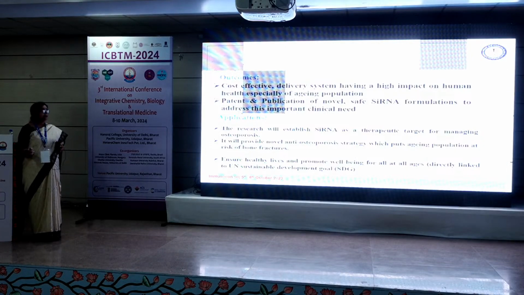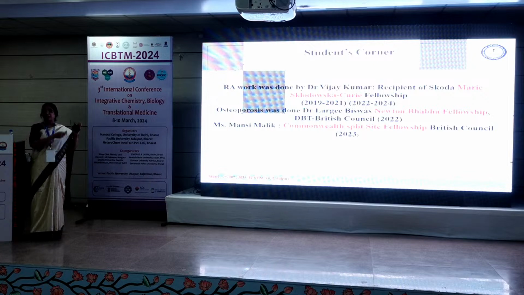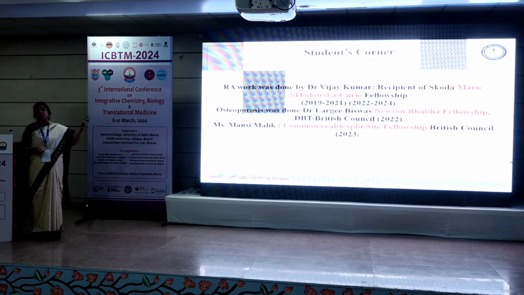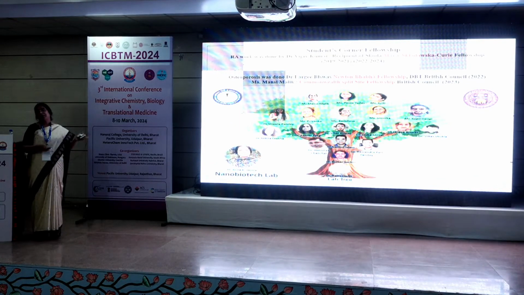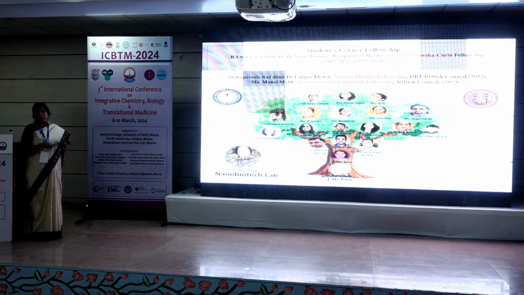People have to start looking at all the patients who have osteoporosis. All the work my students have done is beautiful. I started with Vijay, who has moved on as a Marie Curie Fellow. Largi has moved on with the Newton Bhabha Fellowship. The same work is now being followed by Mansi, who has also moved on to do miRNA, and she has got the Commonwealth Split Site Fellowship for this year, which she has gone to the UK to avail. And this is my tree, which is ever growing, a list of 22 students. I don't know if any more will be added, but I'm already towards the end of my career.